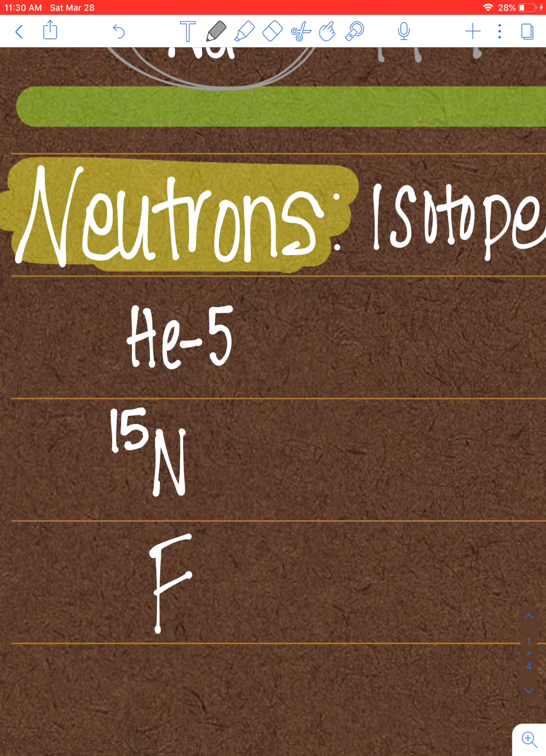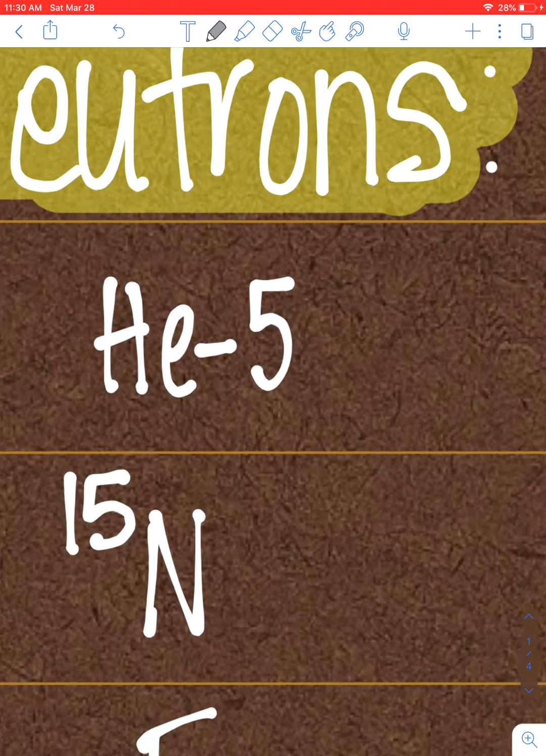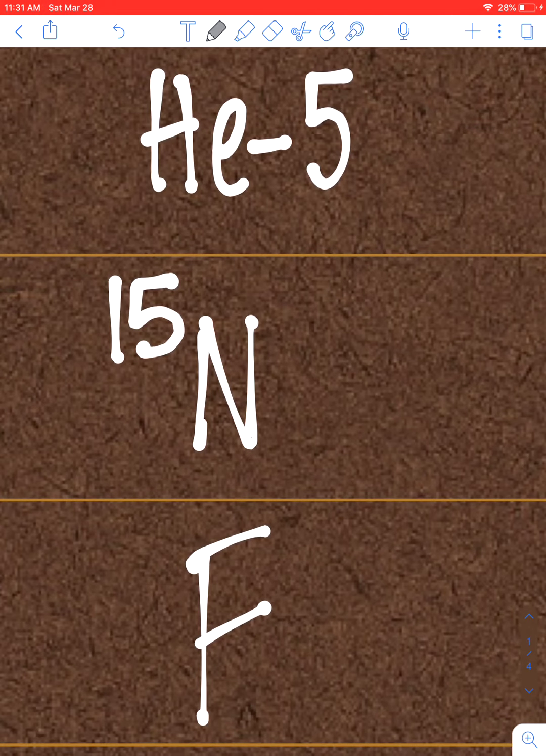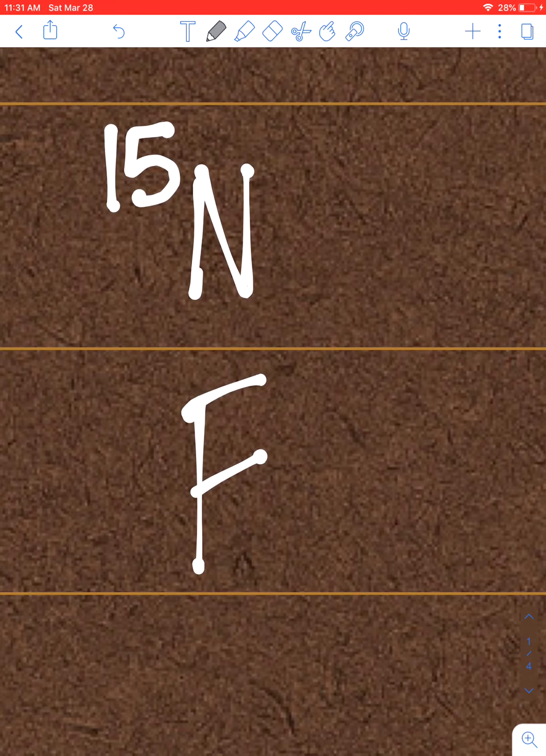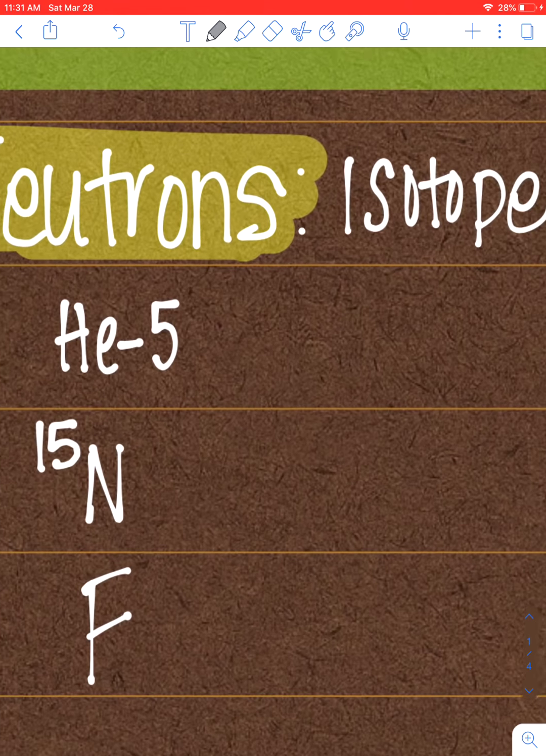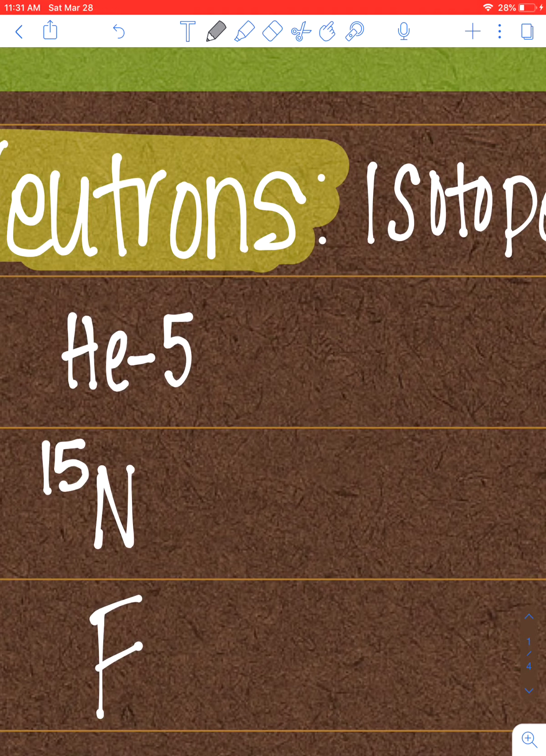So when we start varying the neutron number, we are creating isotopes, as I mentioned before, of that element. So, for example, we have helium-5 pictured here, nitrogen-15, and fluorine, and I'm not going to tell you what the number is because that would ruin the surprise, but I'm going to show you how to find that in a minute from the periodic table. So let's take our first example, helium-5.